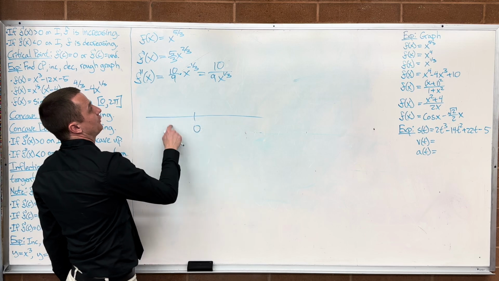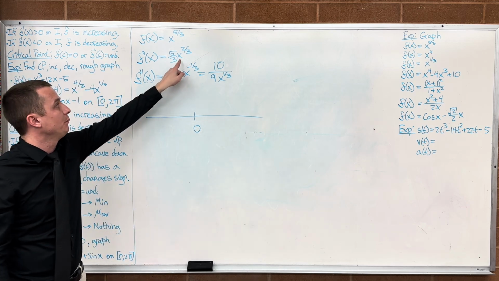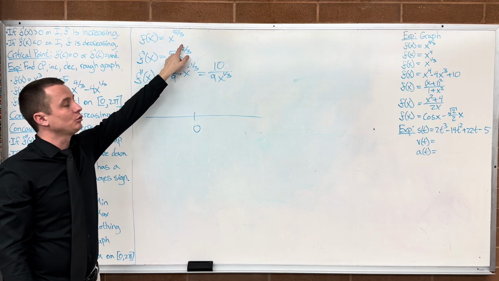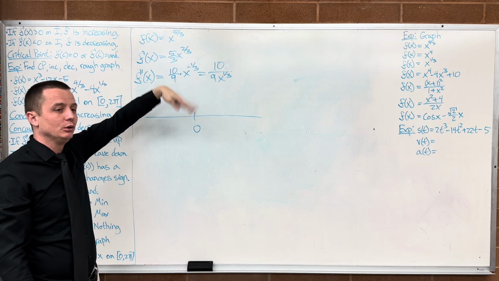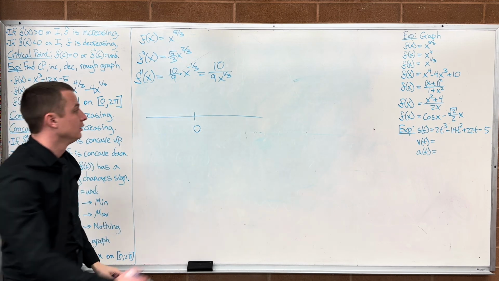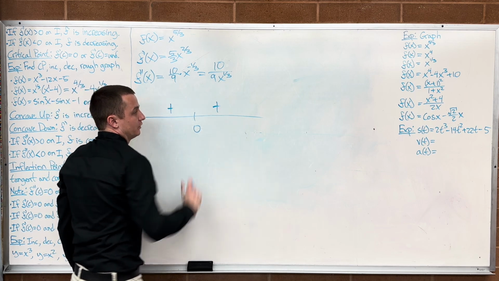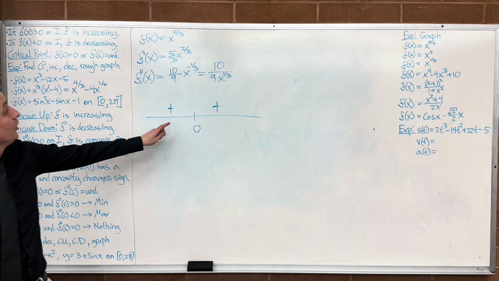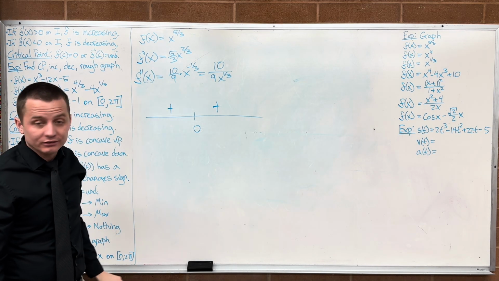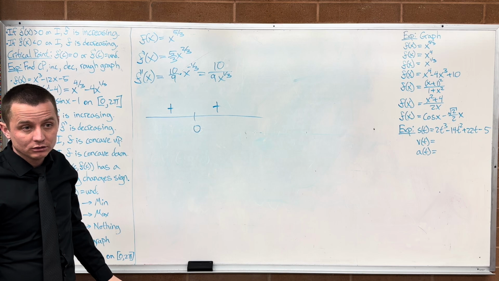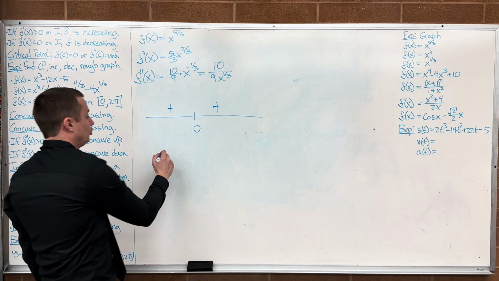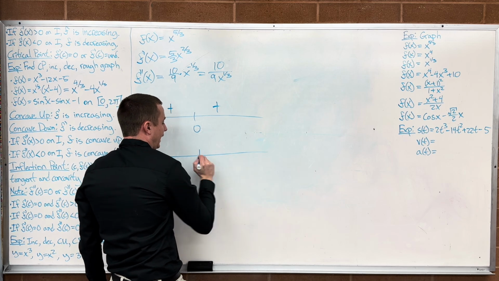Let's test a point to the left really quick, to see if it's increasing or decreasing. If I plug in a negative number, what do I get? Negative squared is positive. It's going to be positive, and it's going to be positive over here too. So this function is always increasing, and our derivative at 0 is 0. Weird.